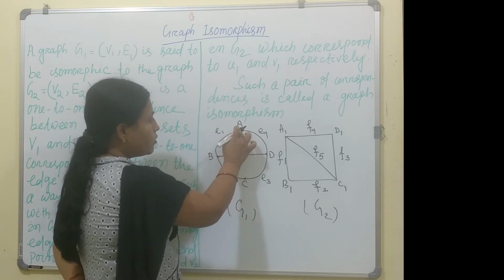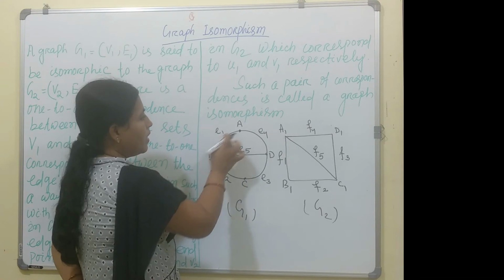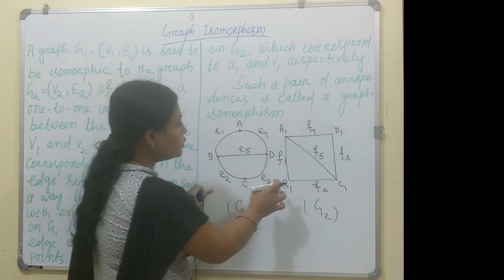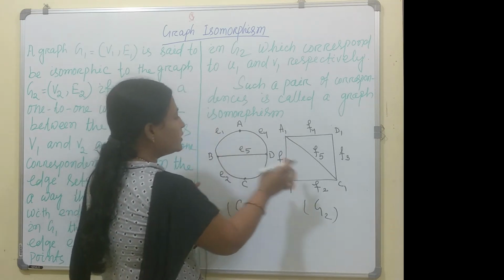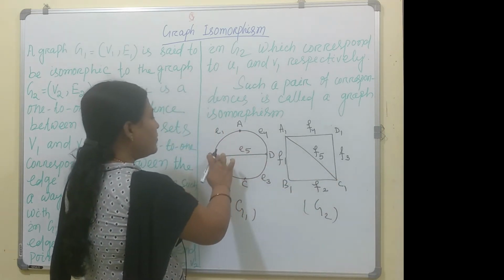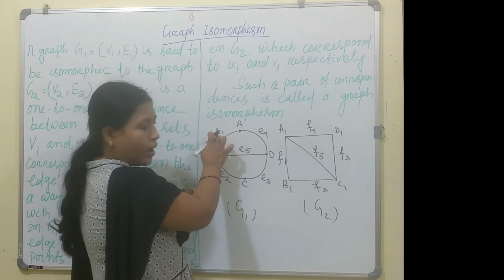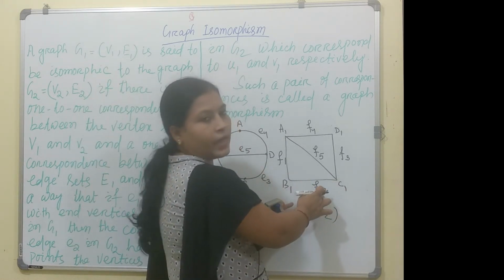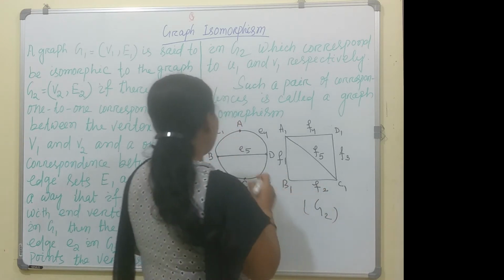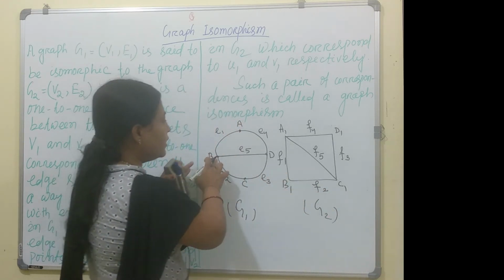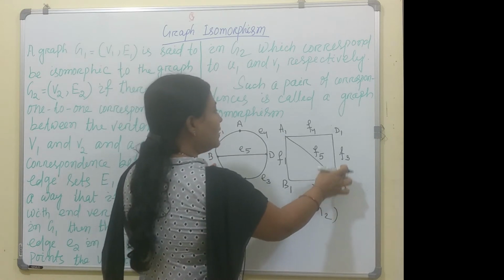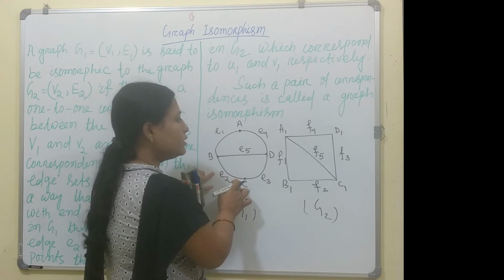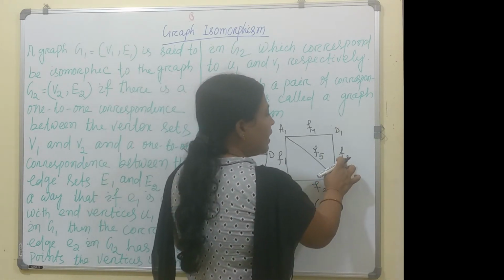Similarly, we can check the pairs of vertices. Now taking the pair of vertices AB and the edge E1. Similarly, A corresponds with B1 and B corresponds with C1. So AB is joined with edge E1 and here B1 and C1 are joined with F2 in graph G2. Similarly, B corresponds with C1 and D1 corresponds with C. There is also an edge E2, here also an edge F3.